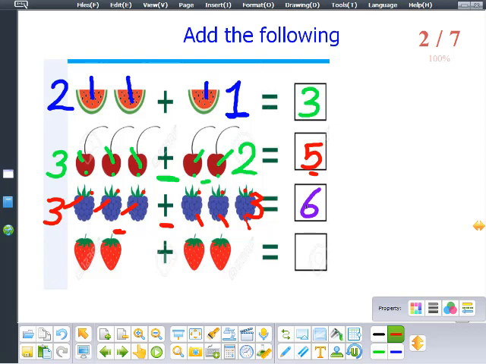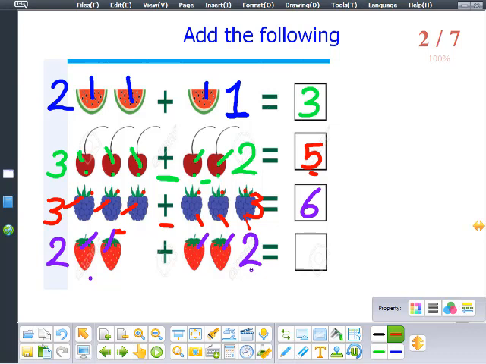Well, what about the strawberries? Here we have some strawberries. Let's count them. 1, 2. This side is 2. What about the other side? Let's count. 1, 2. I have 2 here. So here I have 2 strawberries, and here I have 2 strawberries.